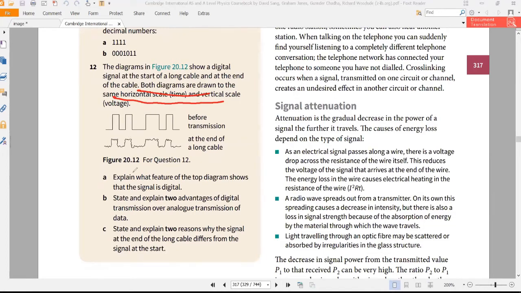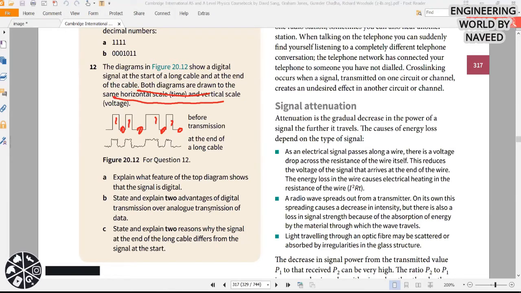So the first part is: explain what feature of the top diagram shows that the signal is digital. As it has the same amplitude, and it gives you 1 and 0, only 2 bits. It gives you 2 values. So that's why this signal is the digital signal. Okay. State and explain 2 advantages of digital transmission over analog transmission of data.